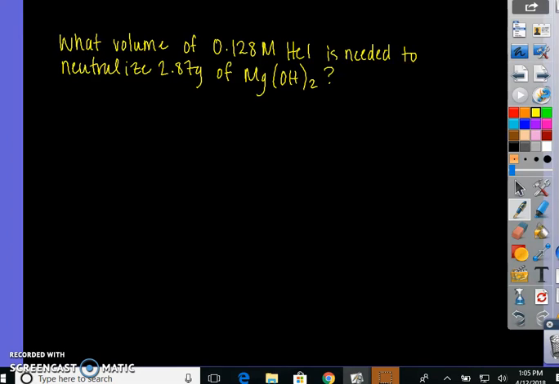Okay, so we're posed with a question of what volume of 0.128 molar HCl is needed to neutralize 2.87 grams of magnesium hydroxide. In these types of problems, we see a technique called titrations. If you'll remember way back, we discussed this a little bit when we were talking about solutions, but this talks about dilutions. If you're measuring concentration, the only thing that you're diluting is its volume. You're not changing the number of moles. That stays the same. And that's the idea behind these types of problems.